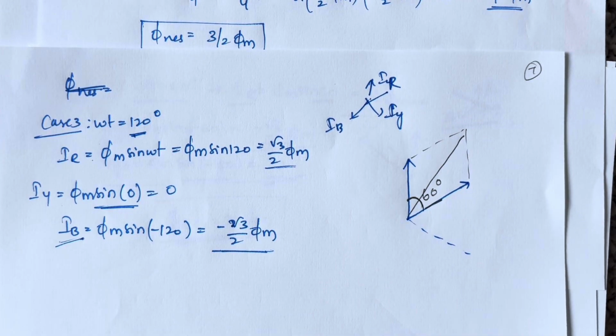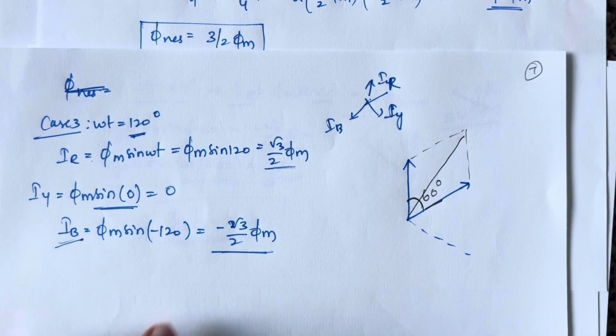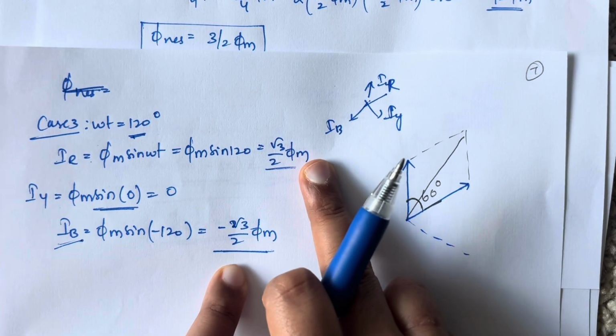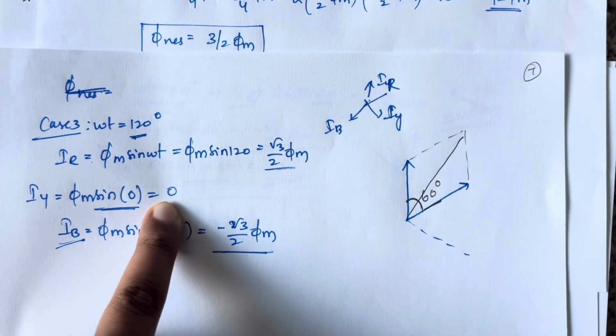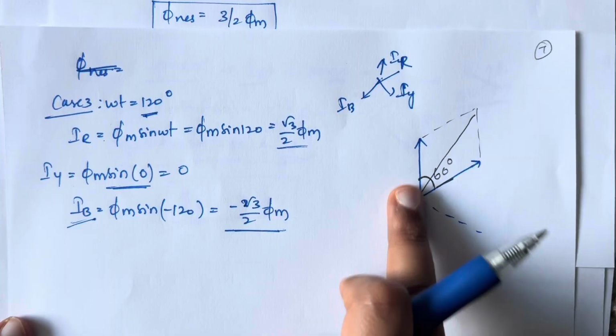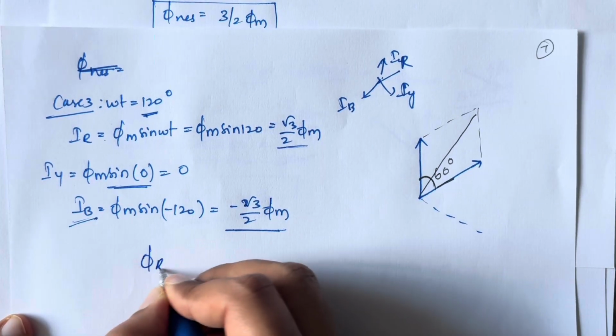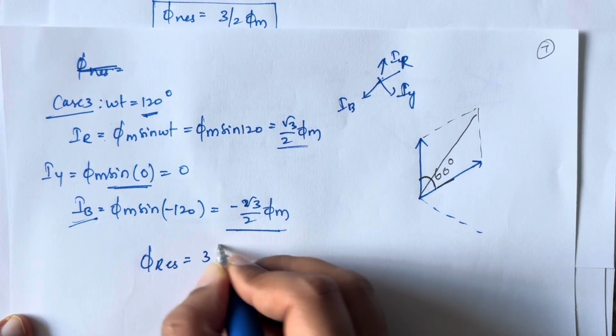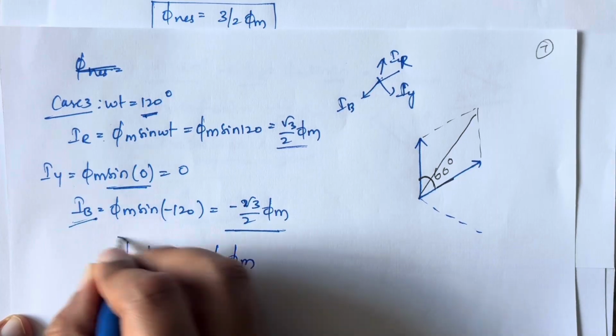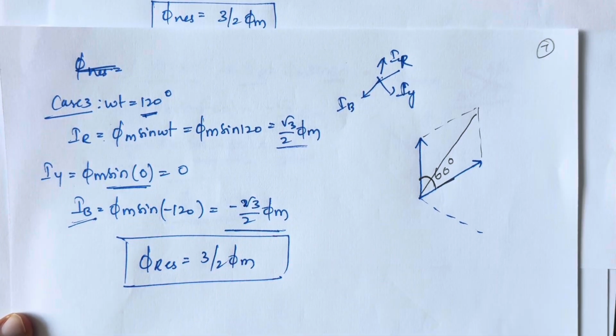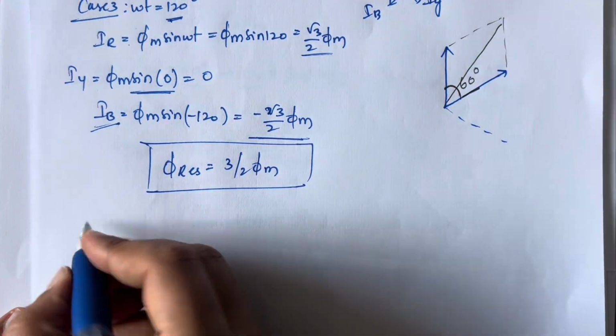So you have the same scenario again, like you have one positive component, one negative component, again 0. So again the angle is also 60. So again, obviously in this case also you'll have the resultant as what? 3 by 2 phi m only. So the resultant will be the same again. Okay. Now let us do our last case, case 4.